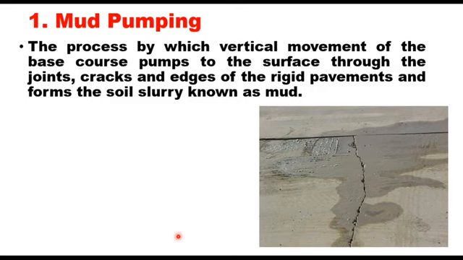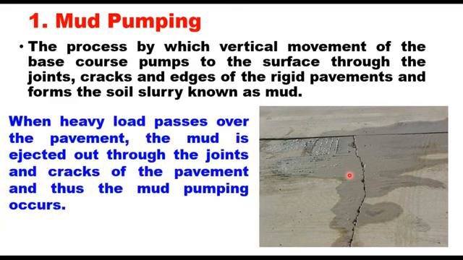Mud pumping. This is the process by which vertical movement of the base course pumps to the surface through the joints, cracks and edges of the rigid pavements and forms the soil slurry known as mud. So when heavy load passes over the pavement, the mud is ejected out through the joints and cracks of the pavement, and thus the mud pumping occurs.